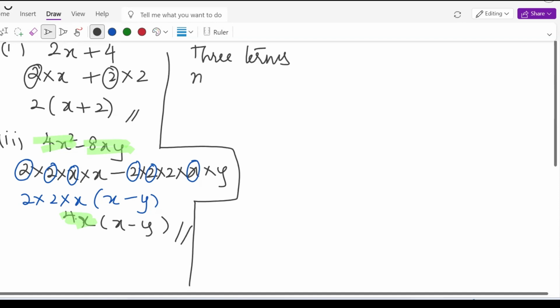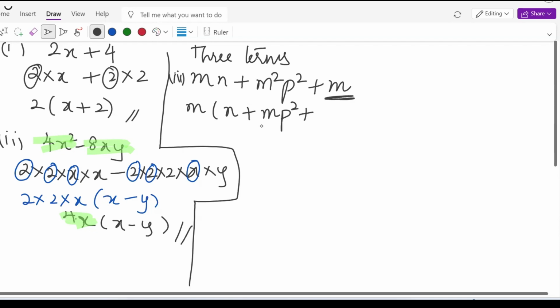Suppose you have mn plus m square p square plus m. So if you look at this particular example having three terms, you can take m common from all three terms and your answer will be n inside the bracket. One m has gone outside, so one m remains inside. P square as it is because p square wasn't common. Now this m has gone outside, so one remains here. Remember that when you multiply out or expand the bracket, you should get the original question back. Then only your answer is correct. So this is with three terms.